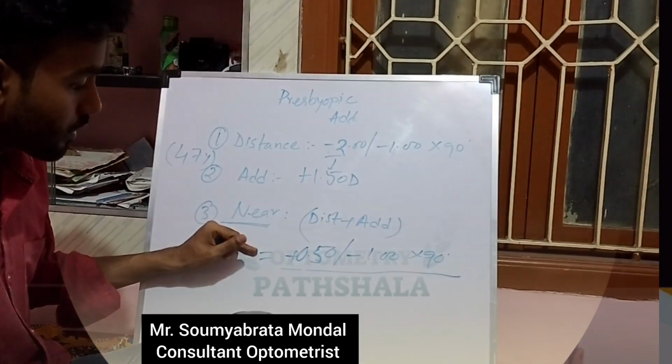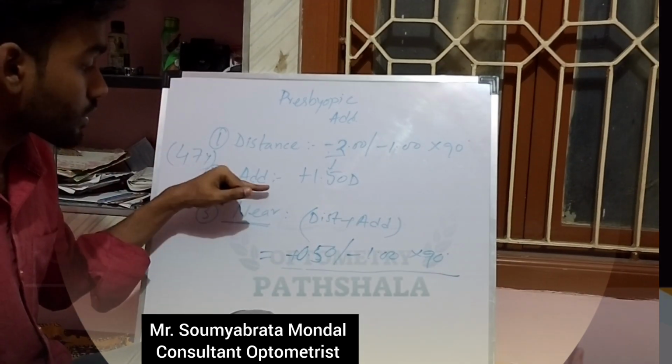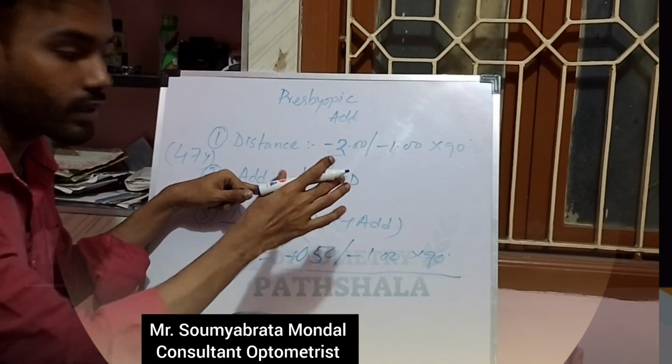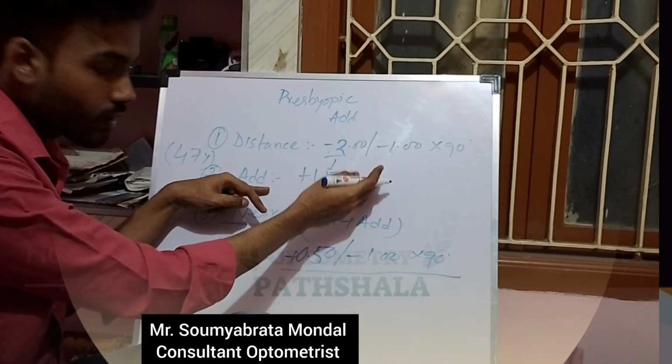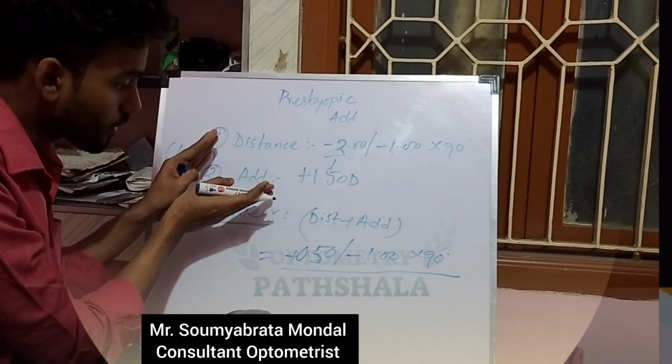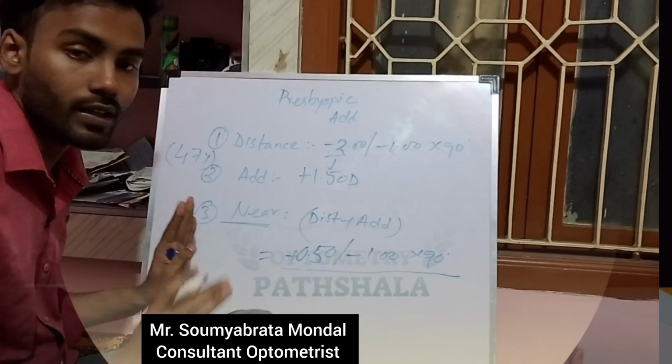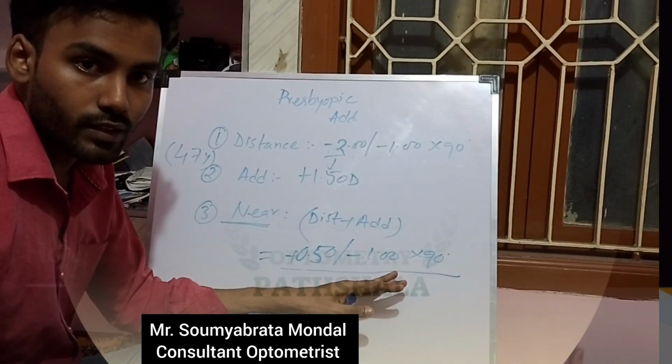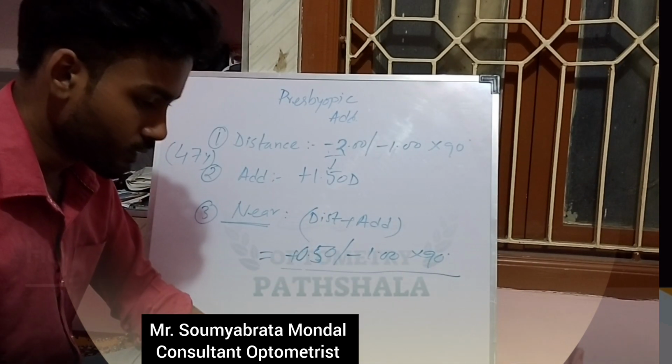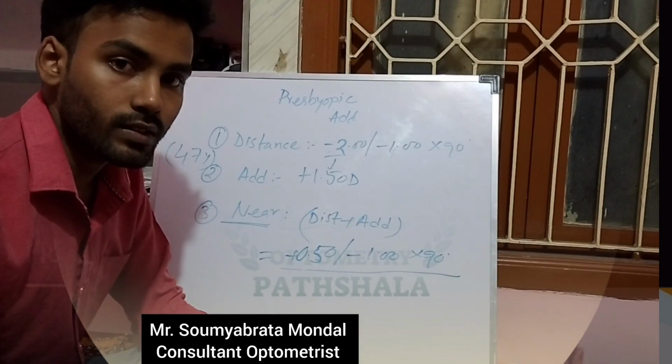It is the near power. Okay, it is the addition power. The extra power only is called the addition. When you add this distance plus addition, it equals the near zone power. Right now. Okay. Now let us come to the third confusion.